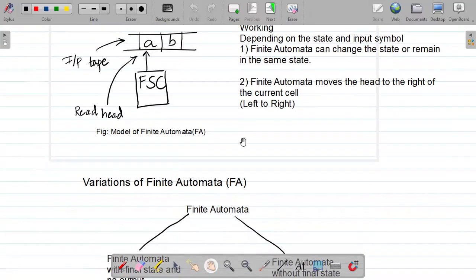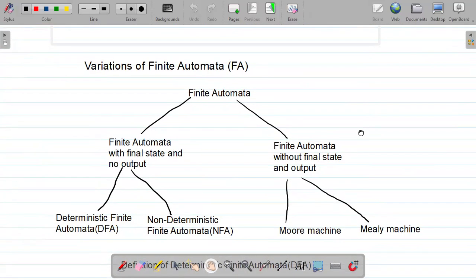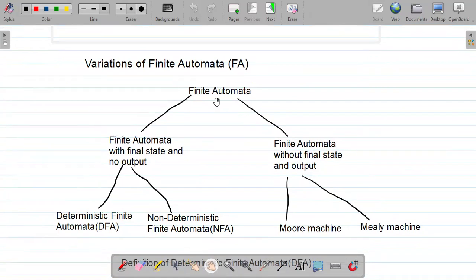Then what are the different variations of finite automata? We'll be learning different types of finite automata. The first one is finite automata with final state and no output. So there will be a final state in this particular finite automata, but there will be no output that we will be getting. And there is another type which is finite automata without final state, but it will give a certain output.